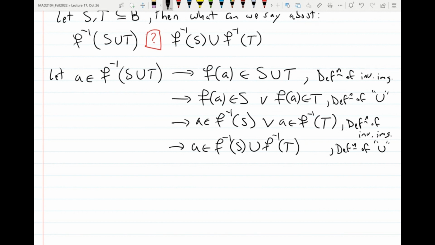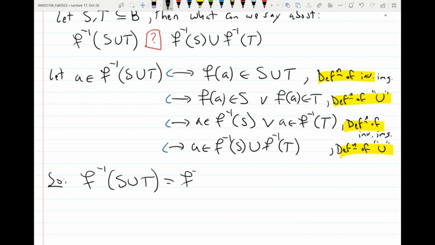Now, can we reverse the arrows? Can the arrows be reversed? Let's look at your justification. Here, everything is just definitions, right? So all of these things are equivalent statements. So you can certainly go back. So these two sets, they have the same elements. So we conclude that the inverse image of the union equals the union of the inverse images.